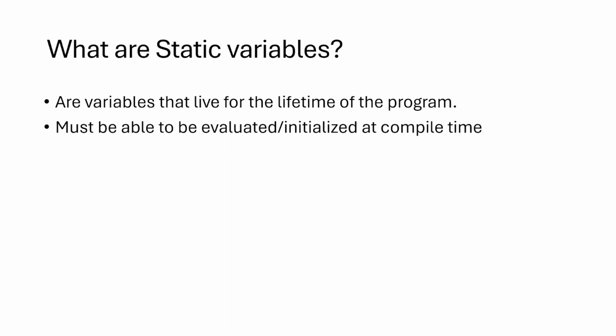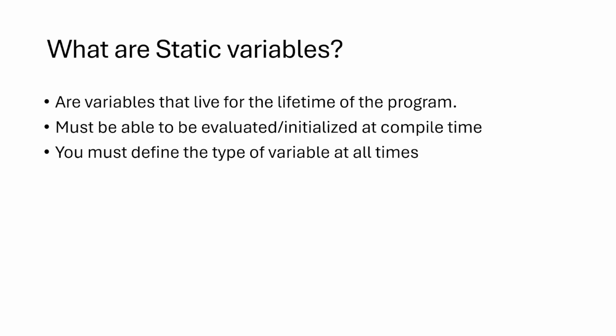They must be able to be evaluated and initialized at compile time, and that's based on the fact that we want to initialize an initial value before the application even starts. We must define the type of the variable at all times. So for static variables, if you want to store an integer, you have to specify the type of integer, or if you want to store a boolean, you have to specify it's a boolean, and so on and so forth. And also, the result of using static variables is that we only have one instance of that variable, and that's because of the static nature in which it exists. It lives for the lifetime of the program, therefore, it'll only ever get created once, and as a result, will only ever get terminated or dropped once when the program terminates.